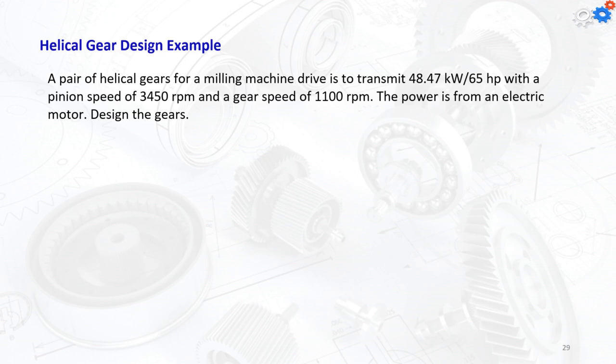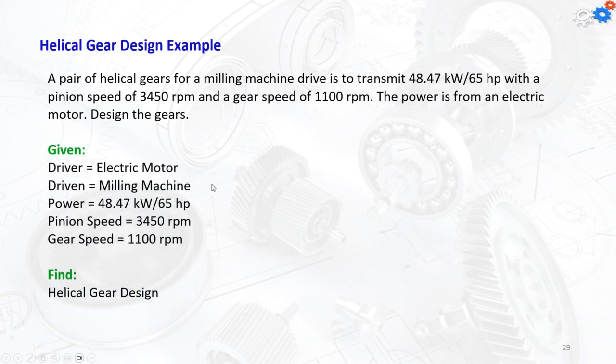So in this question we have a pair of helical gears for the milling machine. The drive is going to transmit 48.47 kilowatt or 65 horsepower with a pinion speed of 3,440 RPM and a gear speed of 1,100 RPM. The power is from an electrical motor. Design the gears.